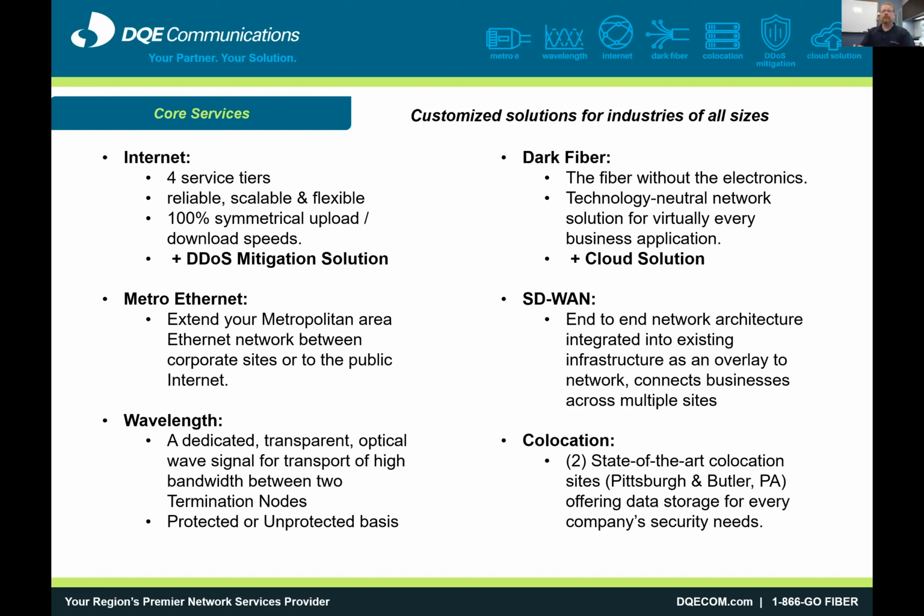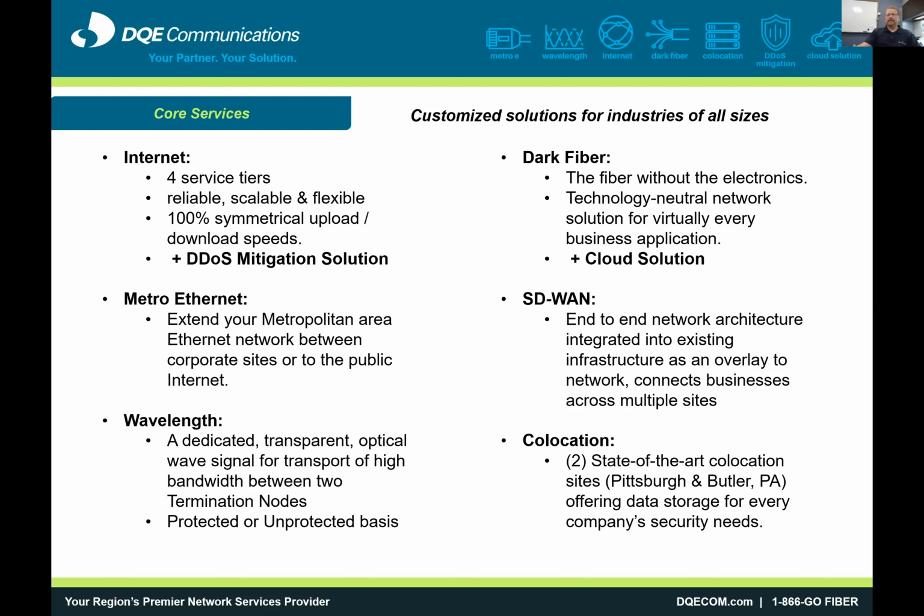Metro Ethernet, with committed speeds of 10 megabits per second all the way up to 100 gigabits per second. Customers can extend their Ethernet LAN over DQE's wide area network, connecting each user via a redundant, secure 100% fiber optic network. For example, a large bank in the area connects each of their branch offices with their main data center to pass data between offices.